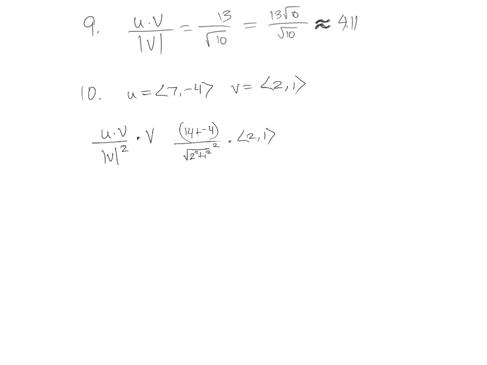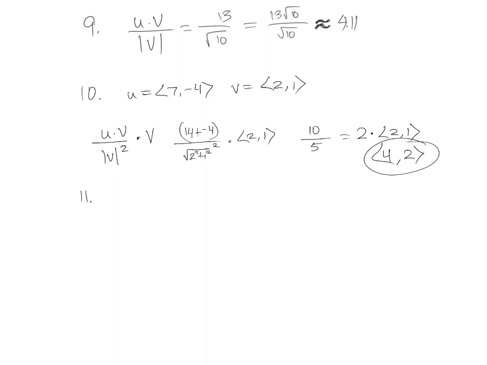All right, so 14 plus negative 4 is 10. We square the square root, the square root goes away. 2 squared is 4, 1 squared is 1, 4 plus 1 is 5. So that is the value of 2 times the vector 2, 1, which means you have 4, 2 as your answer. That's the projection of u along v.